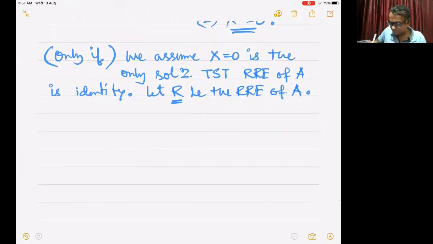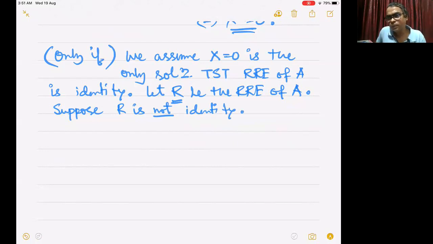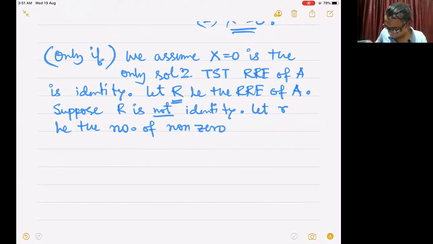How do we do this? So suppose R is not identity, right? But if R is not identity, that means what? So once again, let r be the number of non-zero rows in R.